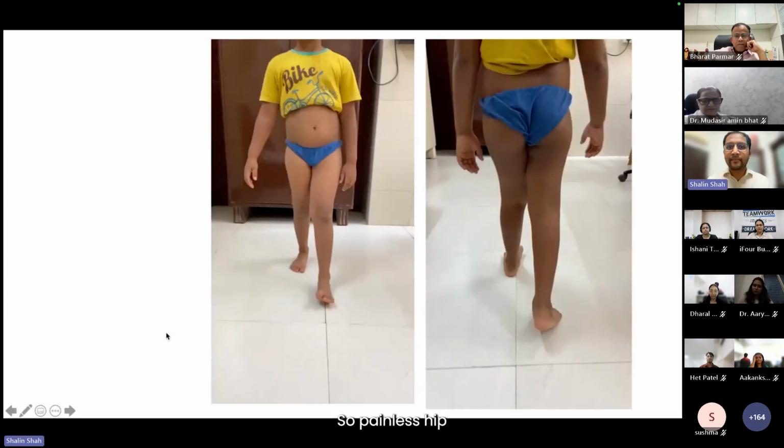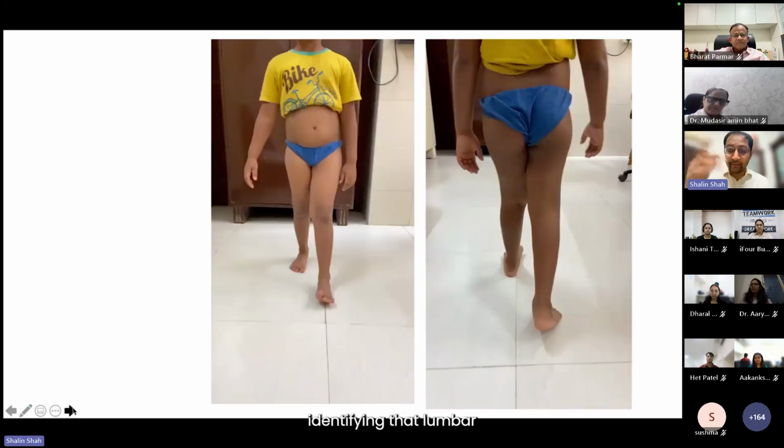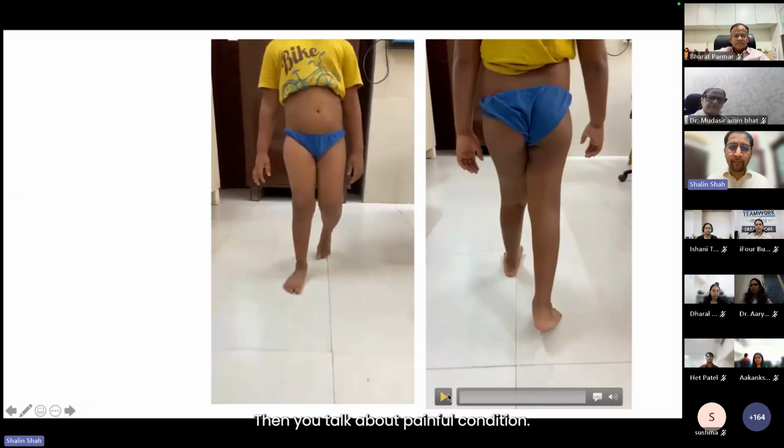So painless hip conditions may get missed, which is why we need to pick them up. Sometimes it's the asymmetry of the abduction range which will help pick them up. Sometimes it's the limb length discrepancy, but the really difficult ones are the bilateral hip dislocations, which is where identifying a gait issue, identifying waddling gait, identifying that lumbar lordosis really helps. Then talk about painful conditions.